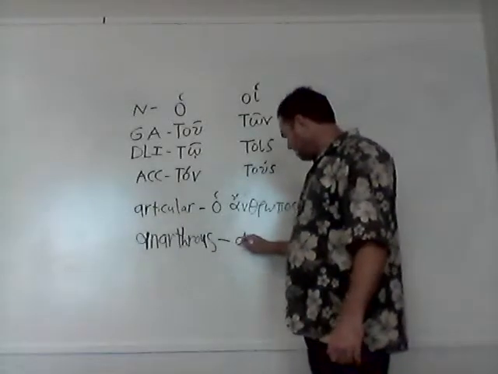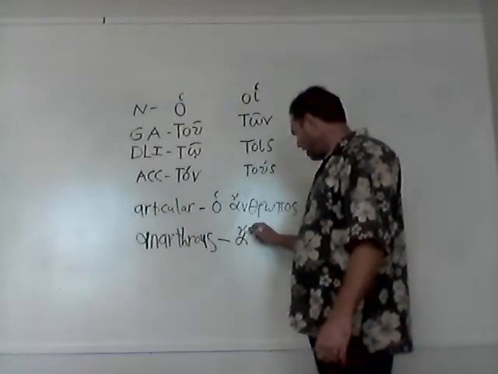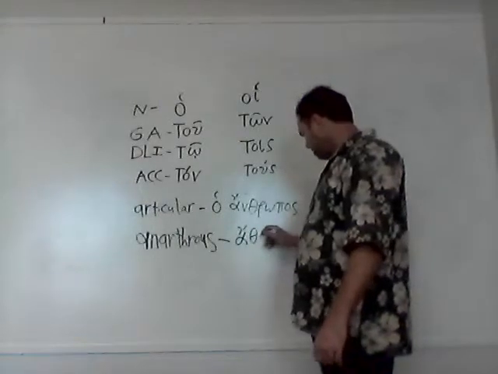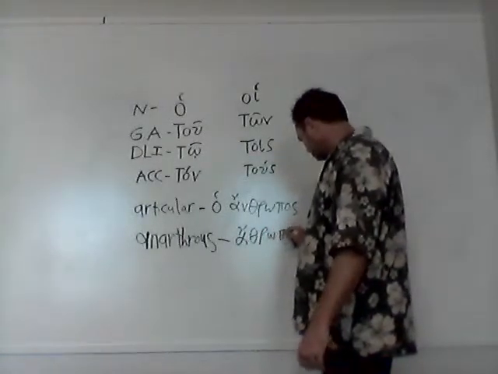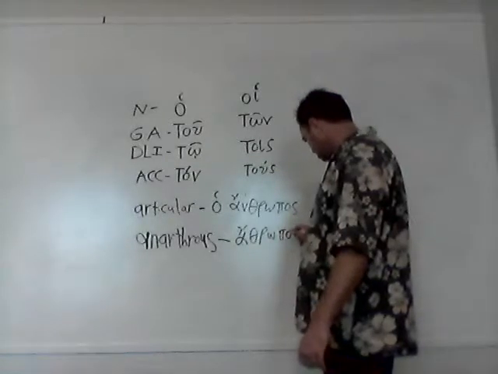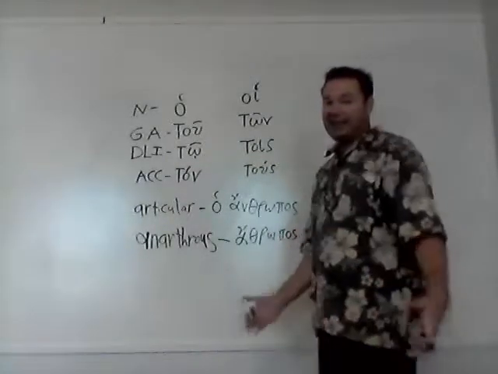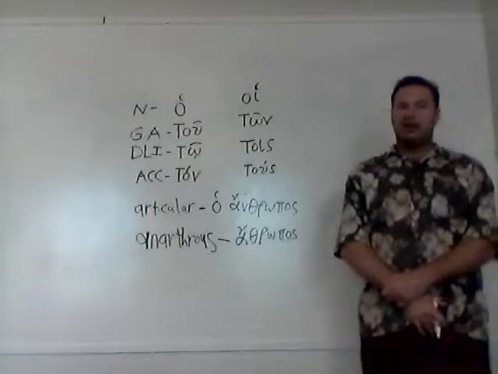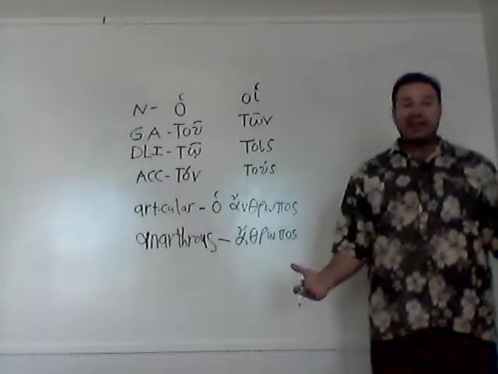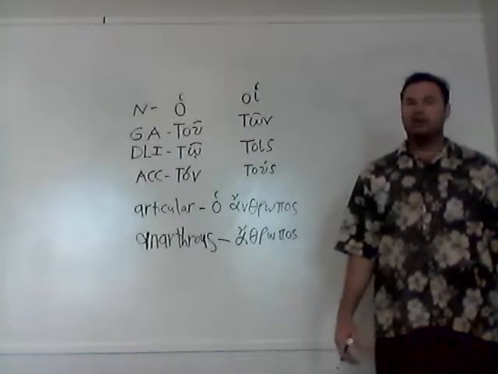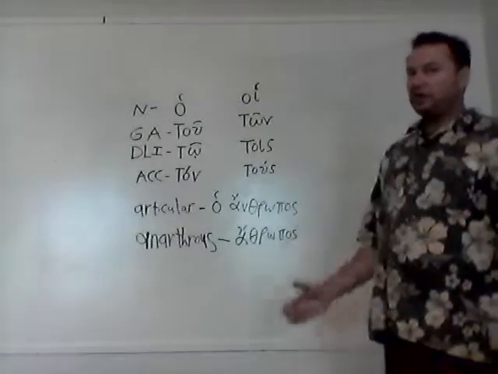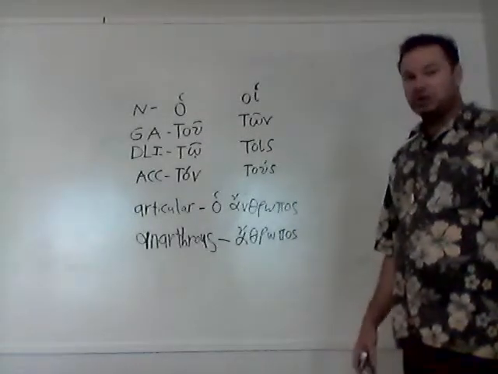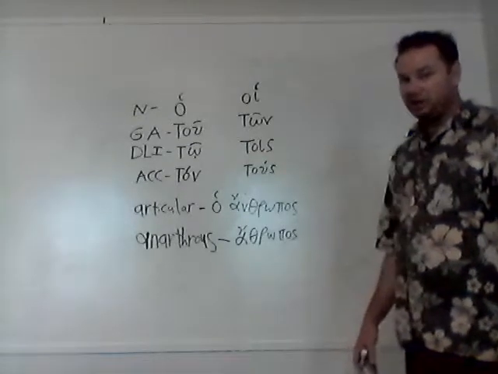So if we were just to write anthropos with no article, that would be an anarthrous noun, and we usually would say a man rather than the man. If there's no article, typically we'll translate it as a, but that's not a fixed rule. Understand that. This is really important. There are exceptions.